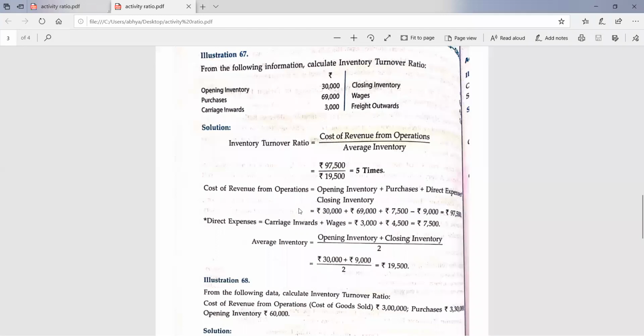Question number 68. Find out fast. I am reading the question. Cost of RFO means COGS is already given. So your work has become very easy because in this question COGS is given, 3 lakh. Purchases 3,30,000. Opening inventory 60,000. COGS is already given, so you need not do any effort. So what is missing in this question? The other variable you need to find is average inventory. But to find the average inventory, we must have the closing inventory. But in this question, closing inventory is not given.